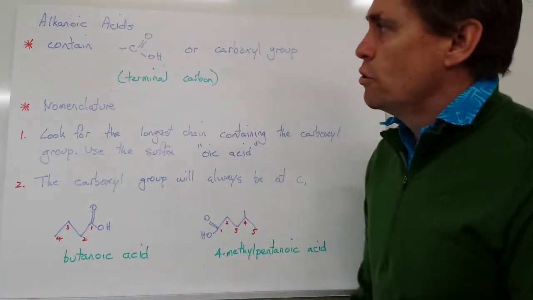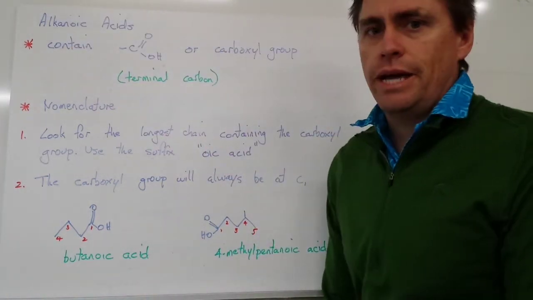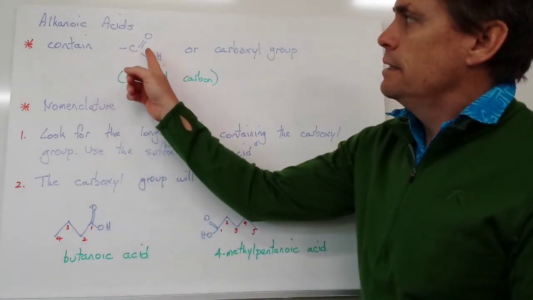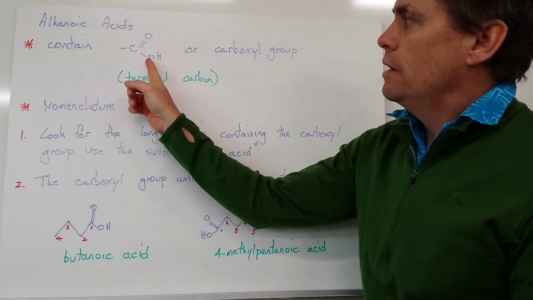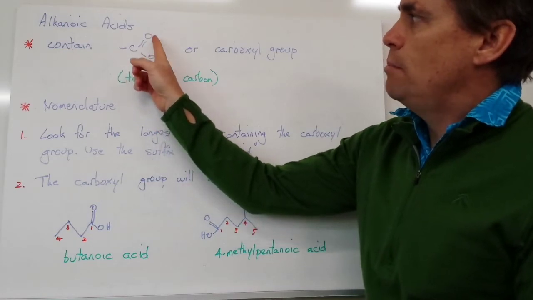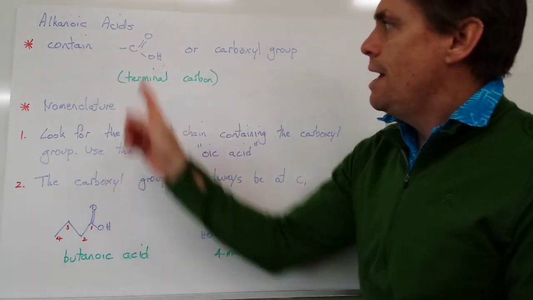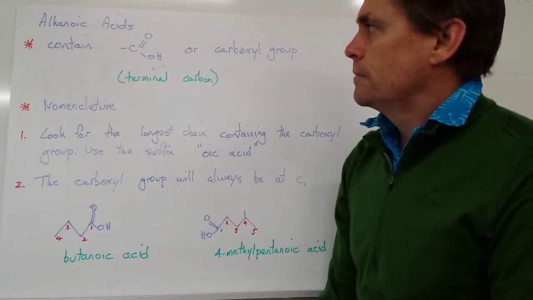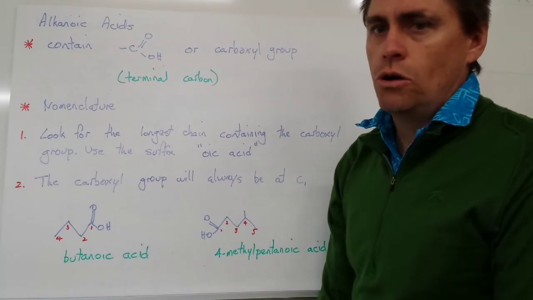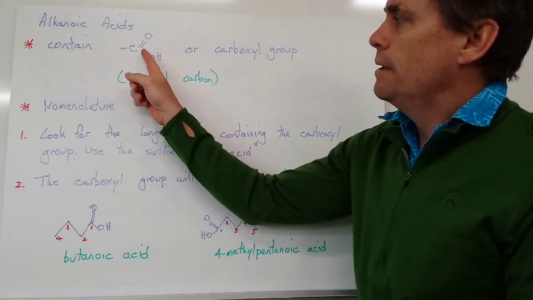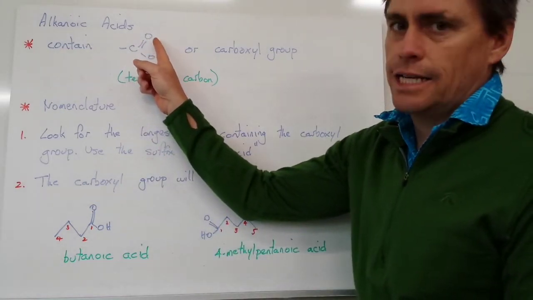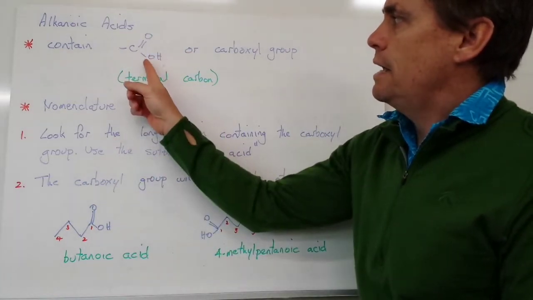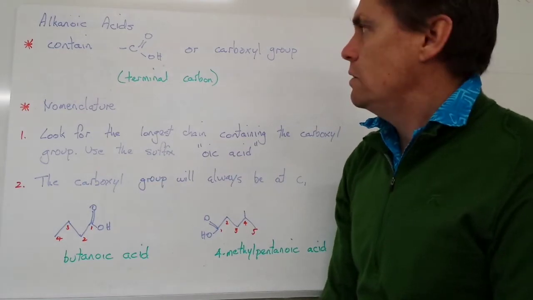Okay, let's look at a group of organic molecules called the alkanoic acids. These all have a C double bond O and an OH group there. So they have a carbonyl group, the double bond O, and they have a hydroxy group similar to our alkanols. I like to think of these as a combination of alkanals, which, if we remember, have a terminal double bond oxygen, and our alkanols or our alcohols.